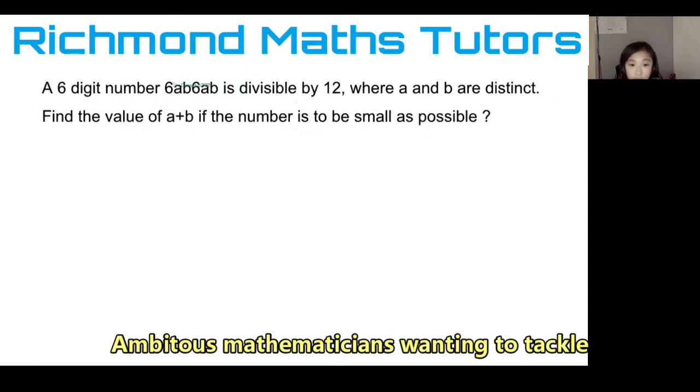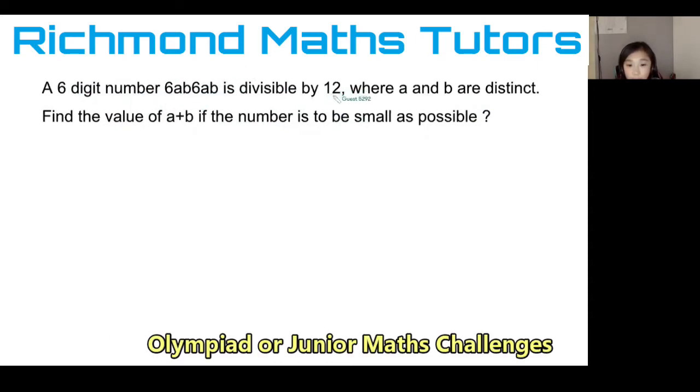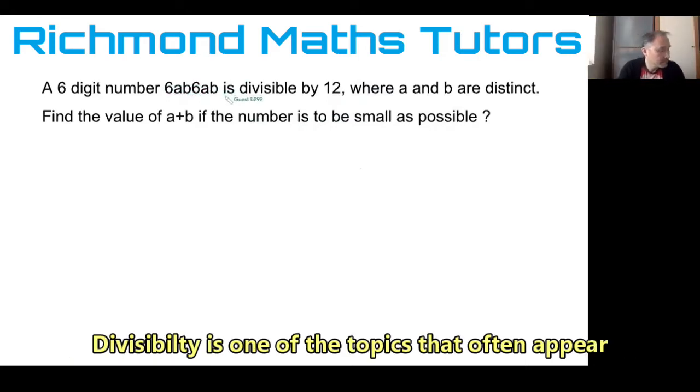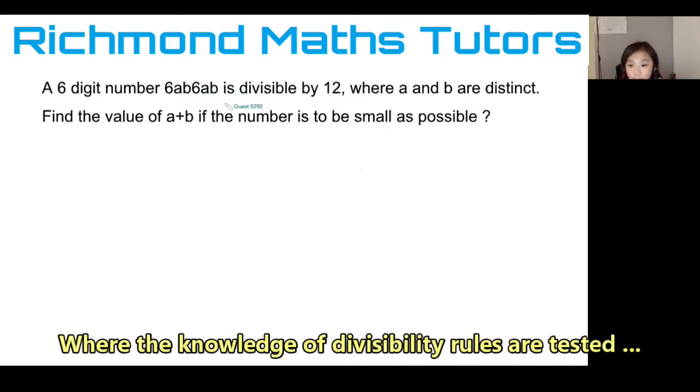So the six-digit number has to be divisible by 12, and if it's divisible by 3 and 4, that means it has to be divisible by 12. To work out whether it's divisible by 3, we would have to add up 6 plus A plus B plus 6 plus A plus B. And if it's divisible by 3, then the entire number is divisible by 3.